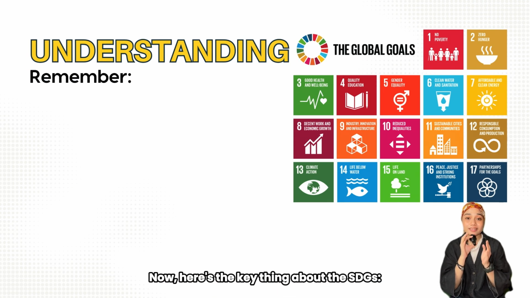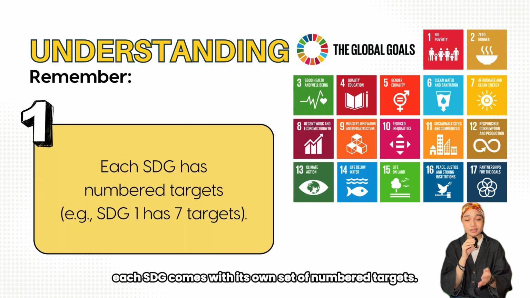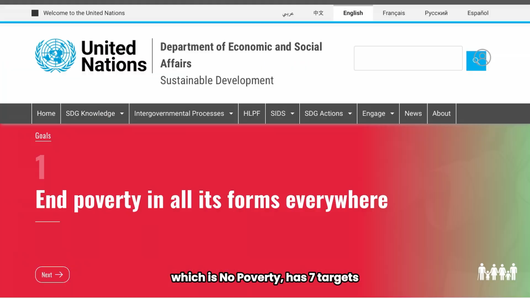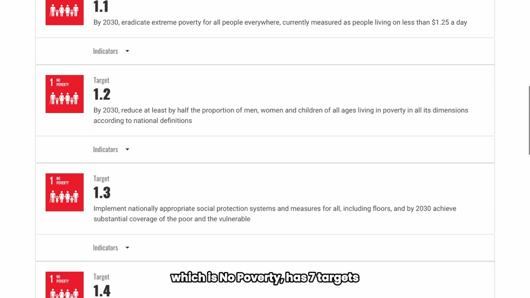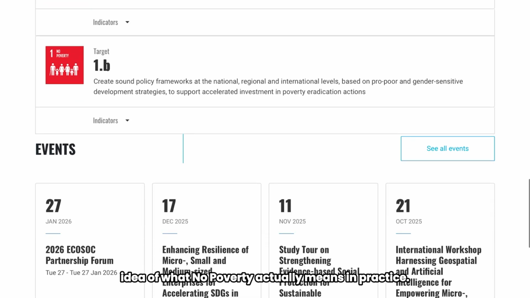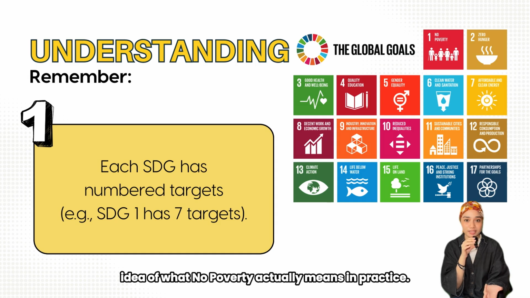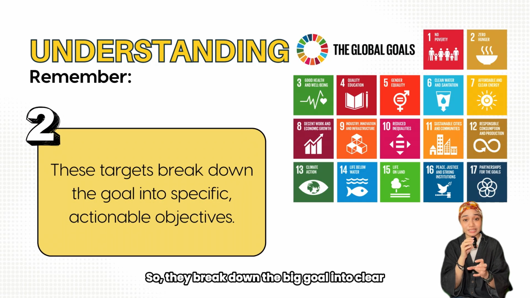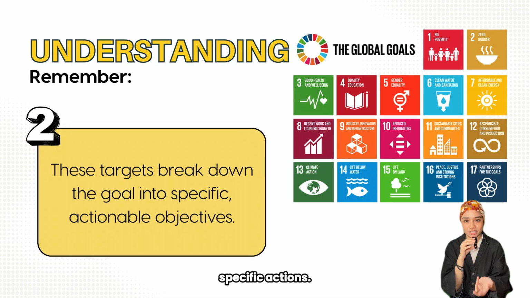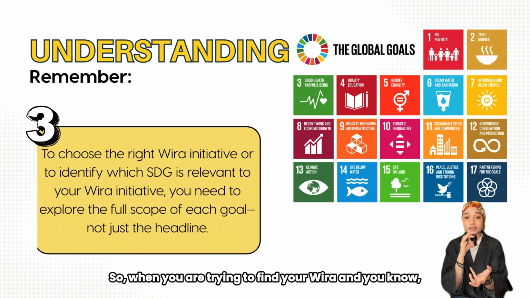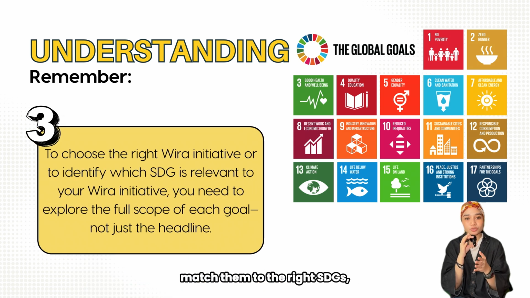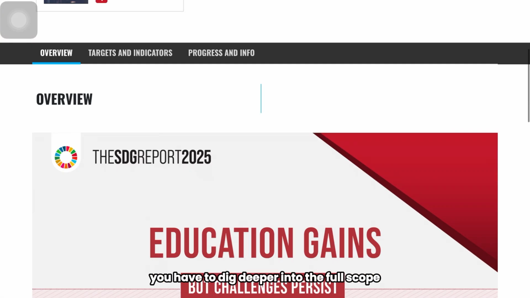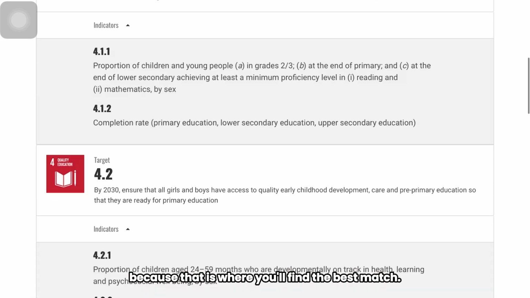Now, here's the key thing about the SDGs. Each SDG comes with its own set of numbered targets. For example, SDG 1, which is no poverty, has 7 targets, and each one gives you a clear idea of what no poverty actually means in practice. So you must be wondering, what are the functions of these targets? They break down the big goal into clear, specific actions. So when you are trying to find your Wira and match them to the right SDGs, you cannot stop at the heading. You have to dig deeper into the full scope, because that is where you'll find the best match.